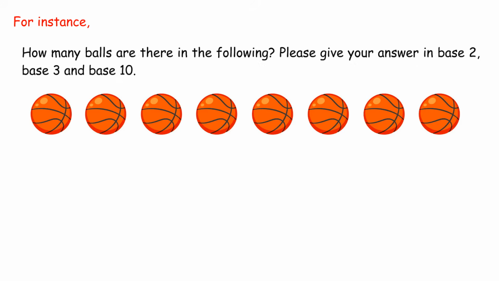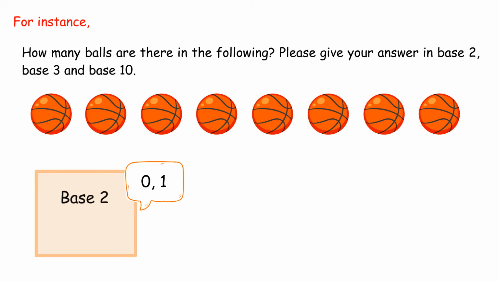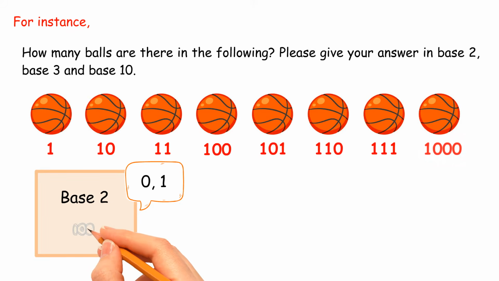For instance, how many balls are there in the following? Please give your answer in base 2, base 3, and base 10. Base 2 only uses 2 digits which are 0 and 1. Let us count together. First, 1, then cannot have 2, so become 10. After that 11, 100, 101, 110, 111, and lastly 1000.